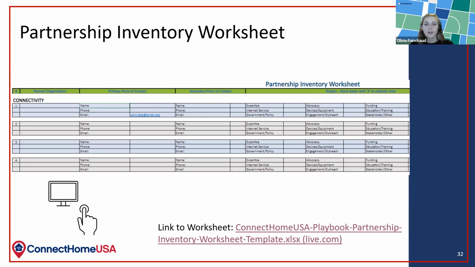Now, let's take a quick look at the Partnership Inventory Worksheet. This document allows you to maintain a current list of partners and where their expertise lies. By identifying the organization, the lead contact, and their contribution to your digital inclusion initiative, your team will be able to identify where there may be gaps in resources, expertise, or capacity. For example, if you have multiple partners in the connectivity category, but very few who can offer expertise and resources in the category of devices, this could pose a problem for your digital inclusion efforts. Your team can download this worksheet to get a better idea of your partnerships and where more support is needed.